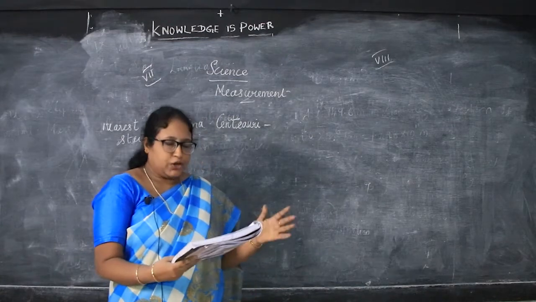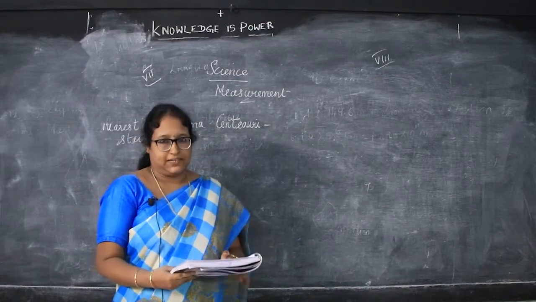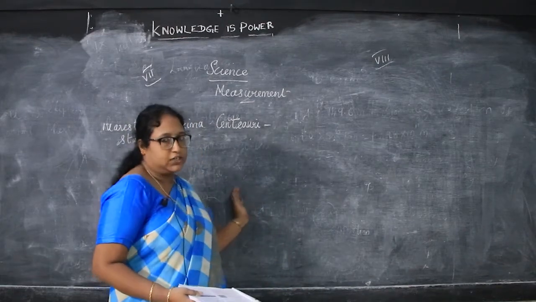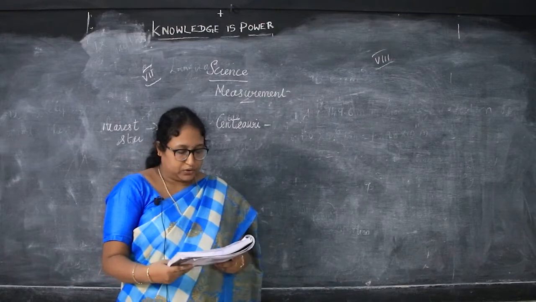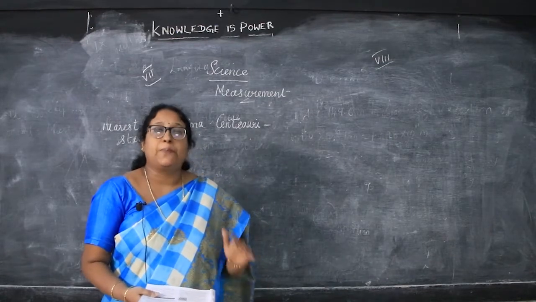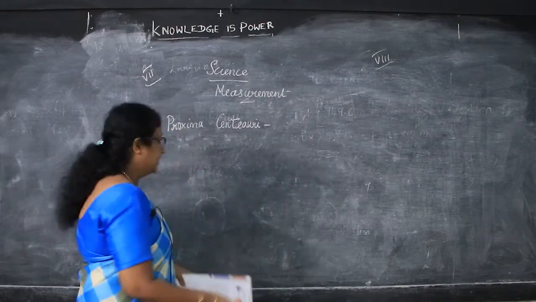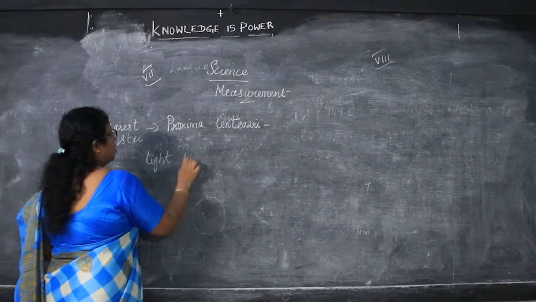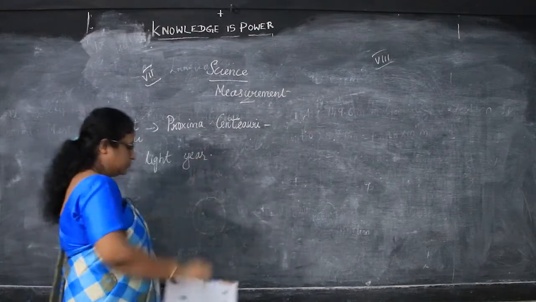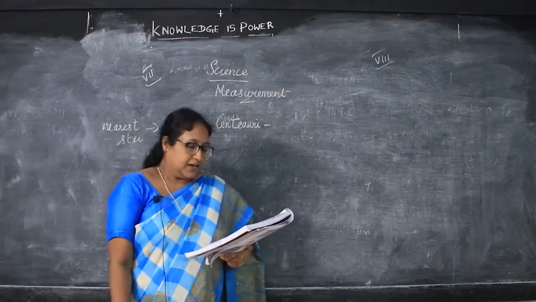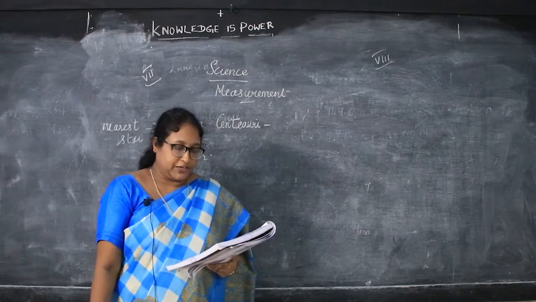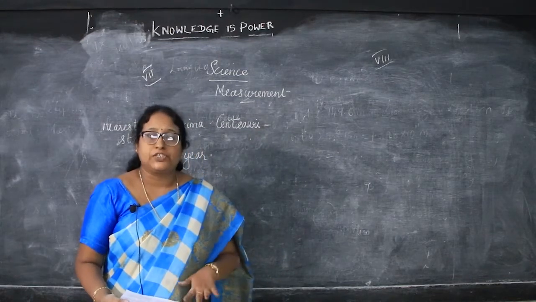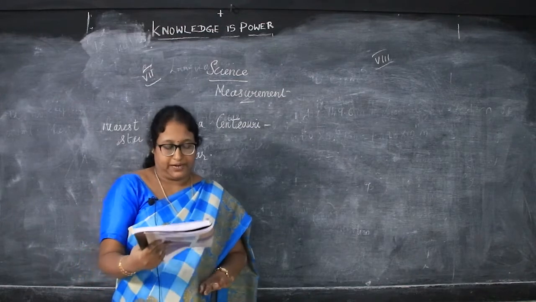Now, the AU is for measuring distances, but for the distance of stars the AU is not used. Therefore, astronomers use a special unit called the light year. This light year is used for measuring distances in deep space.